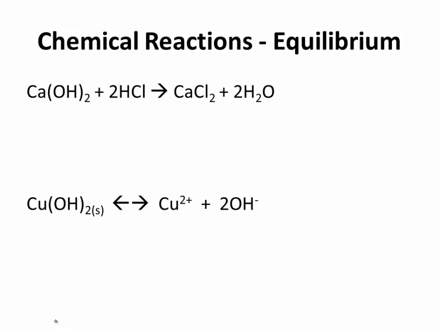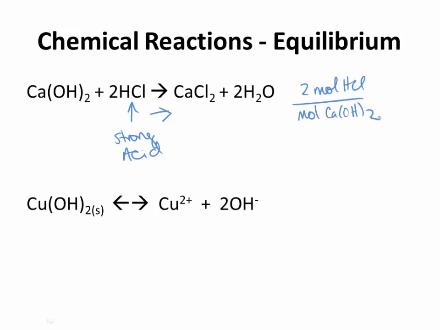Here we have two balanced chemical reactions. In the top, the reaction goes to completion because hydrochloric acid is a strong acid. When working with a reaction such as this, it is very straightforward to use a stoichiometric relationship such as 2 moles HCl per mole of calcium hydroxide, as we did in the previous example.